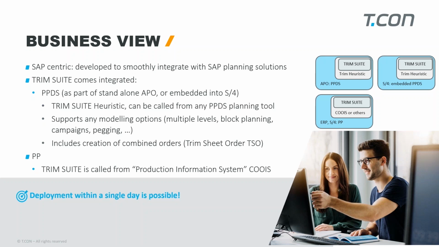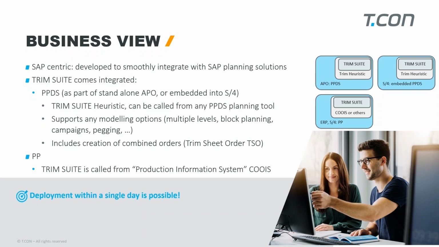If we look at the way customers can do production planning with SAP, there is actually a choice of two options. One is the classical PP, the application production planning, which is part of the classical ERP system. And there is the application called PPDS, which used to be part of the APO system only. Trim Suite comes with integration to both of those areas. We can call Trim Suite from the classical PP using a jump off from the production information system. But actually we prefer to use PPDS.